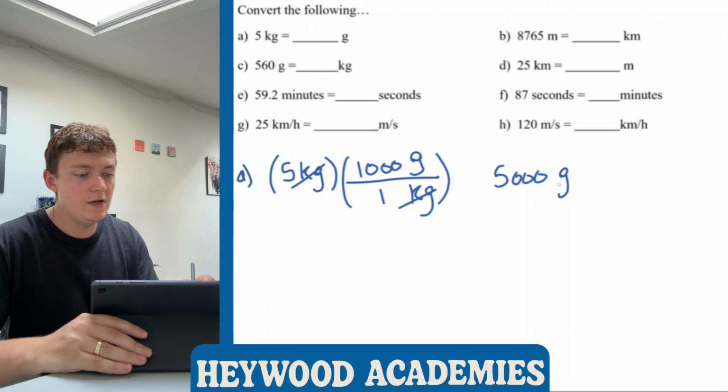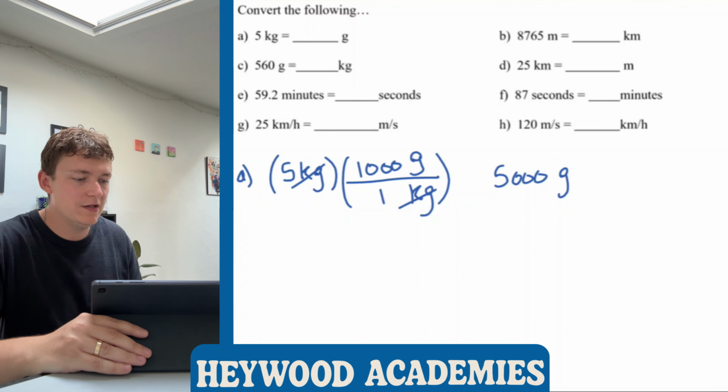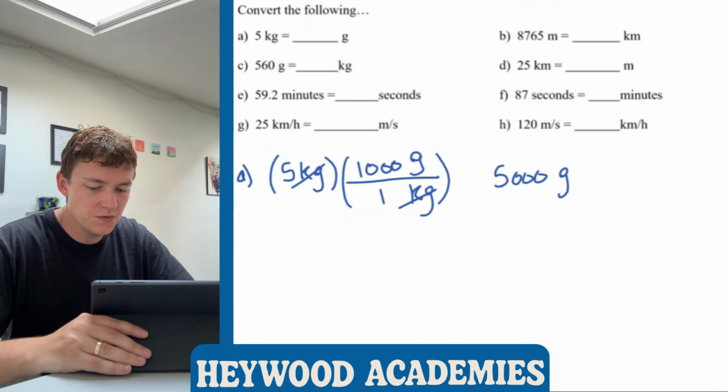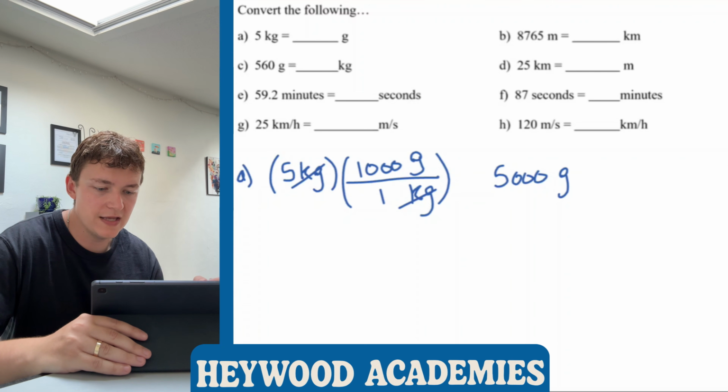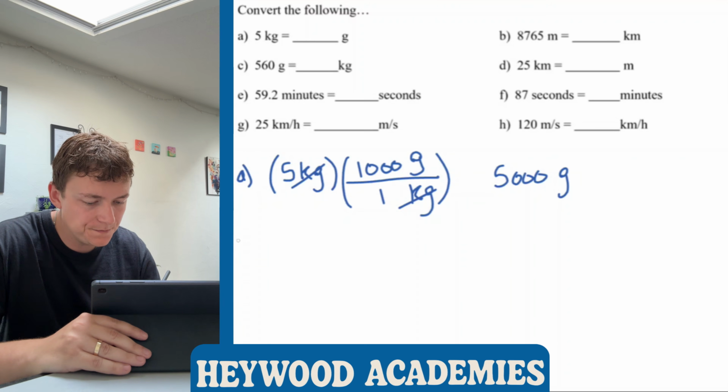When you're working with units, you always have to write the symbol next to it. So if you just write 5,000, a lot of teachers will mark it wrong because it's a little bit vague. So we need to put the G next to it to say that we've converted that over to grams.